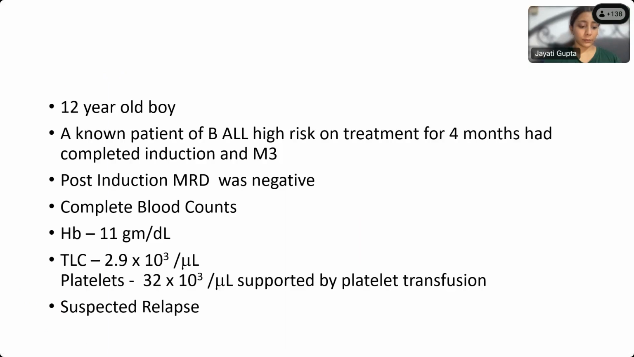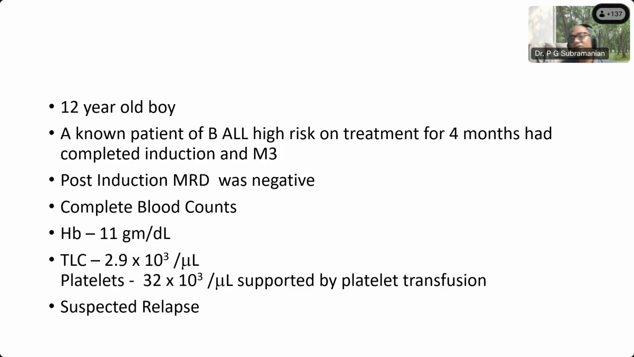So it's a 12-year-old boy who is a known patient of B-ALL, high risk, on treatment for 4 months, had completed induction and third maintenance, and his post-induction MRD was negative, so he was doing well. And suddenly after this M3, his counts were not recovering. He had hemoglobin 11, TLC very low, platelet very low. So clinically they started suspecting relapse. In addition, the patient had monocytosis in peripheral blood, so they started doing a marrow.